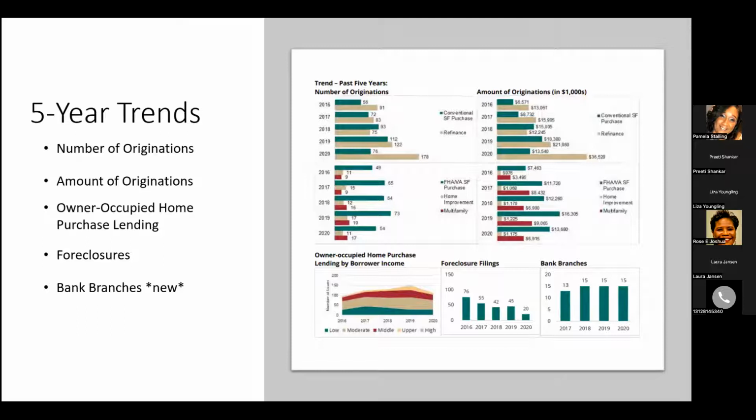And then the next category is trends over time, 5-year trends over time. Origination data here is broken down by type, and we have number of originations and amount. The owner-occupied home purchase lending is broken down by different income levels. And for low income, the different tracts are based on a percent of the area median income, which is AMI. So low income is categorized as less than half the area median income. And then this last box here on the right, bank branches, is new in the 2020 data fact book.